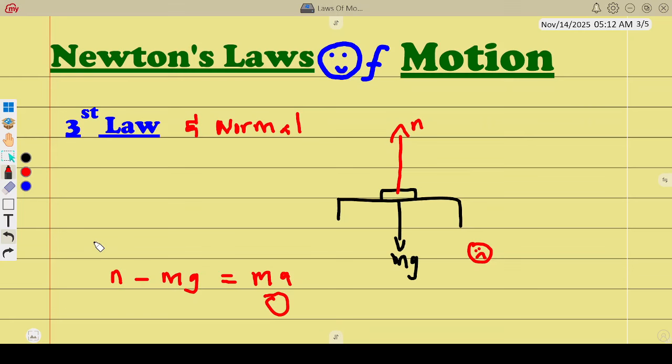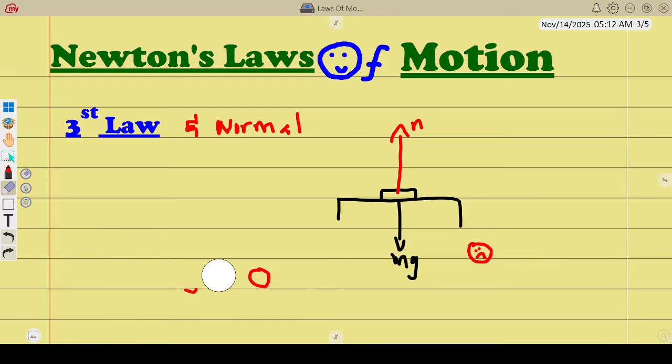So always remember, study this. We're going to equate it to 0 in this case, because the object is not moving. If it was moving up or going down, we could have put ma to show that there's a force. So this is how you add forces.